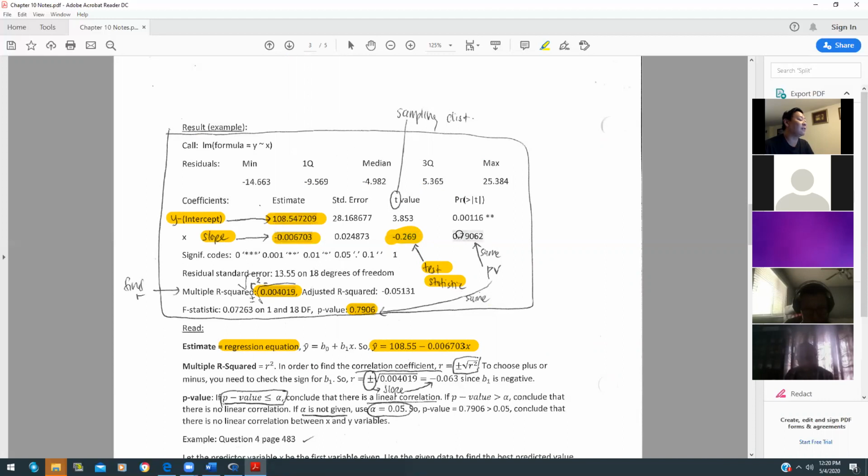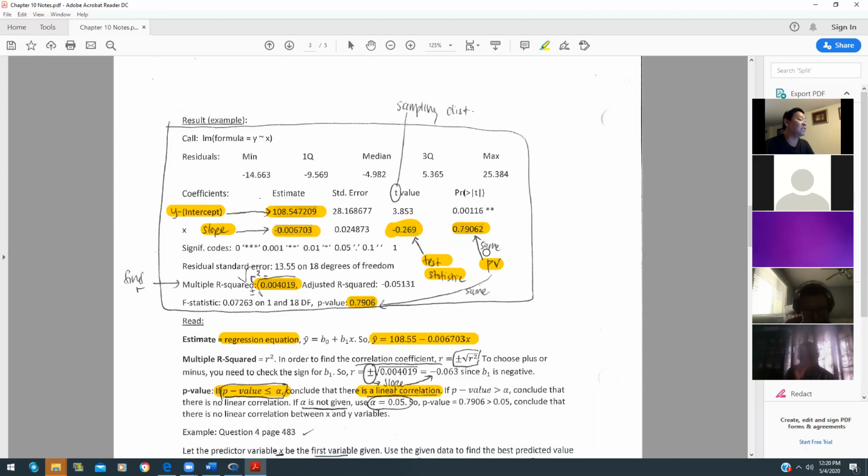And then these are the same. These 2 are what we call your p-value. What is the p-value used for? The p-value is used to conclude whether there is a linear correlation or not. So if this p-value is greater than 5%, then you conclude that it's not a linear correlation. If this p-value is less than 5%, we should use 5%, then it is a linear correlation.